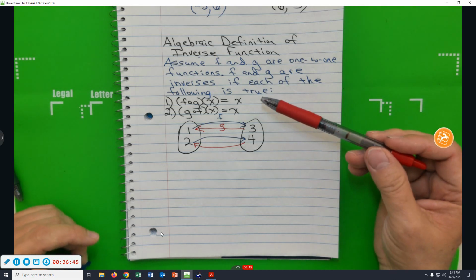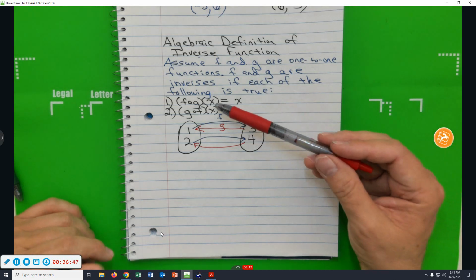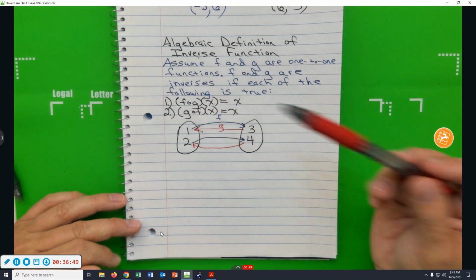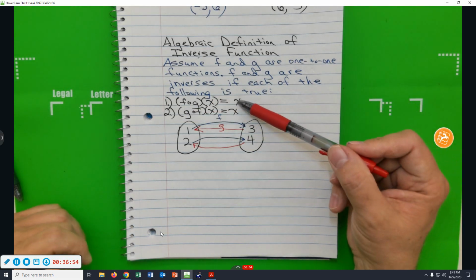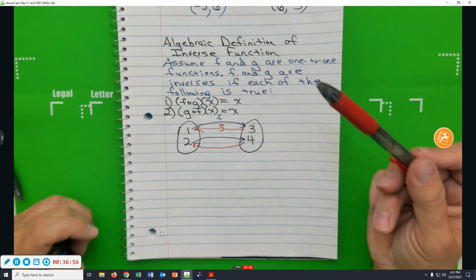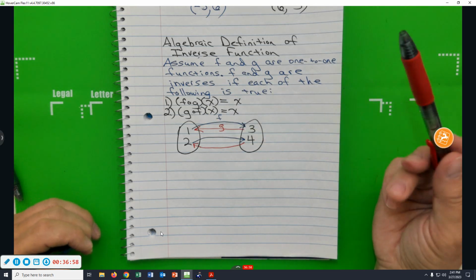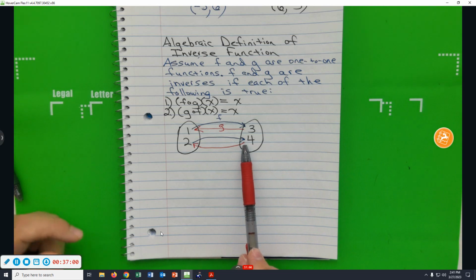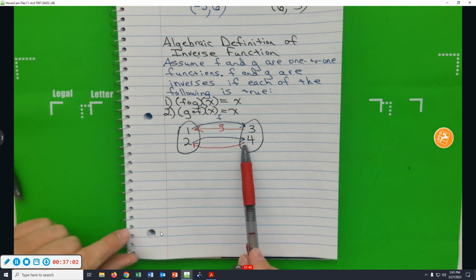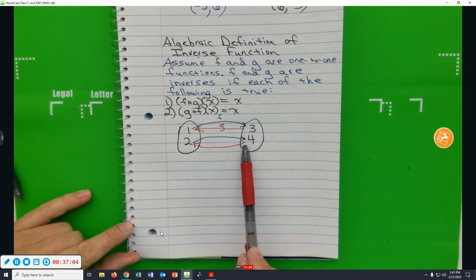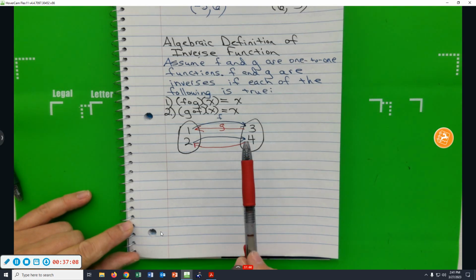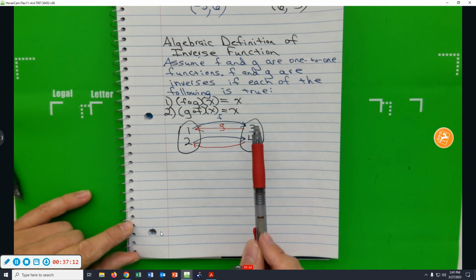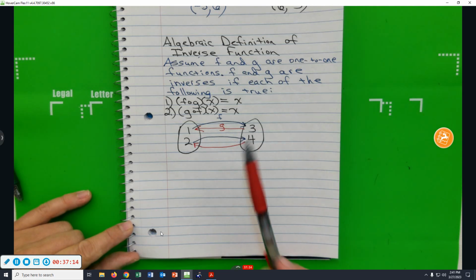This definition is saying that if you perform the functions consecutively in either order, you'll always end up where you started if the functions are inverses. So if we start at 4, let's perform the functions consecutively. g takes 4 to 2, f takes 2 back to 4. You're ending where you started. The only way that's always going to happen is if the ordered pairs are just reversed.